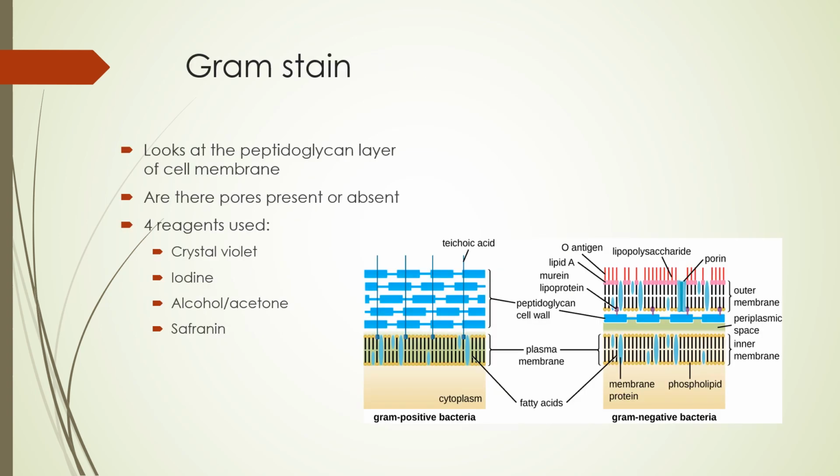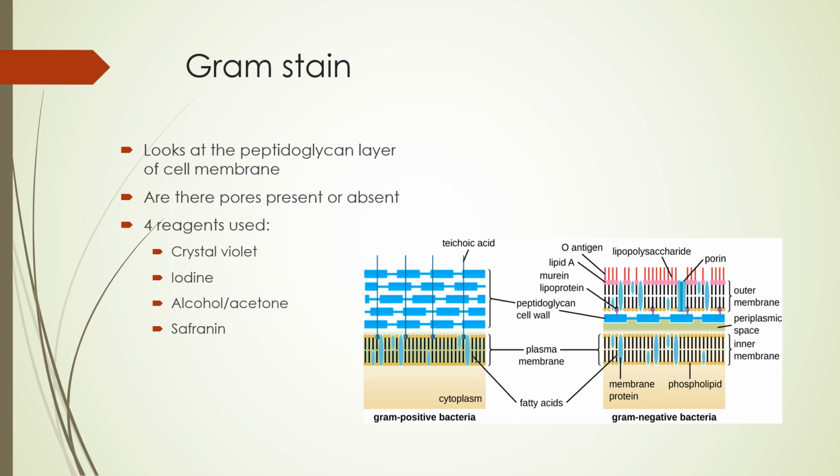Let's go ahead and take a look at the Gram stain. The Gram stain looks at the peptidoglycan layer of a cell membrane, and organisms can be classified as either gram-positive or gram-negative. A gram-positive organism has a very thick peptidoglycan layer in its cell wall, and you can see that in the image on the left. Gram-negative organisms have a very thin peptidoglycan layer, and they're also very porous.